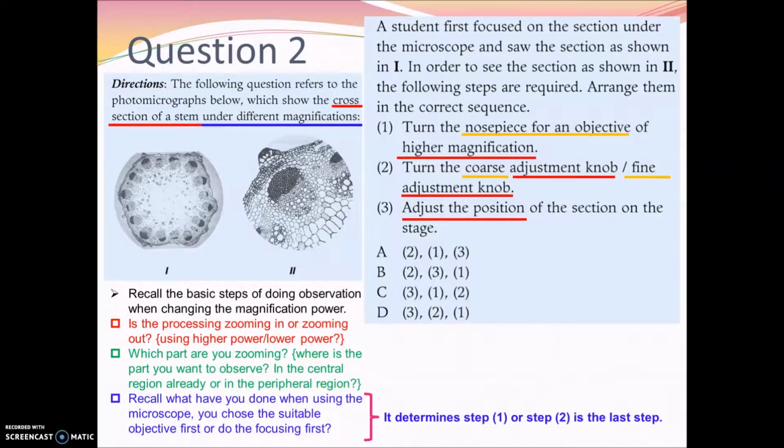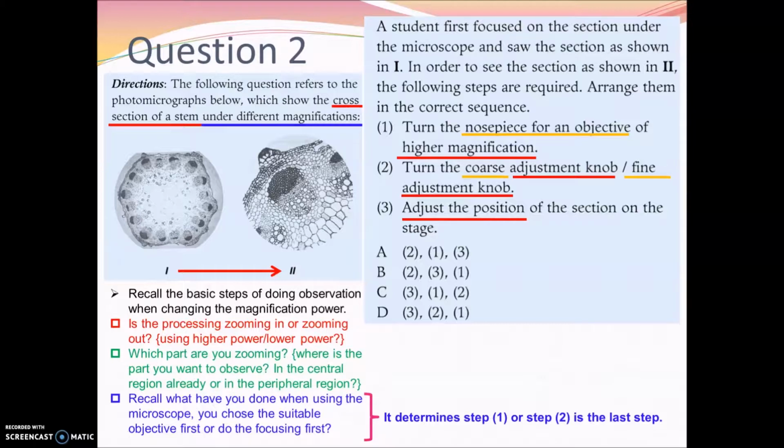For question 2, it's talking about how we can use the microscope to zoom in or zoom out. It is the cross-section of a stem, a plant structure, under different magnification, diagram 1 and diagram 2. According to the question, we know that we are switching from diagram 1 to diagram 2. So the first thing you need to remind yourself is, from diagram 1 to 2, is the process zooming in or zooming out? Of course, it must be zooming in, right? From 1 to 2, zooming in.